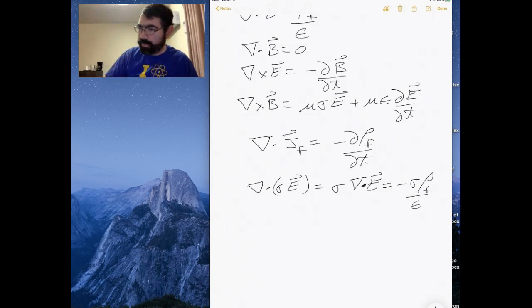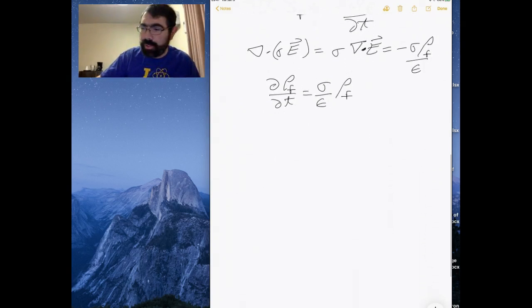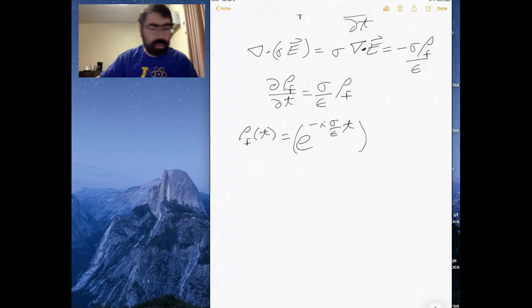So in the end, what we have is this equation where the derivative with respect to time is equal to minus the conductivity divided by the permittivity times the charge density. So that's a pretty simple differential equation to solve. So what we get is the charge density as a function of time is equal to e to the minus the conductivity divided by the permittivity, times time, and all of that times some amplitude. So basically the initial condition, how much charge do we start with, and then how does it dissipate.